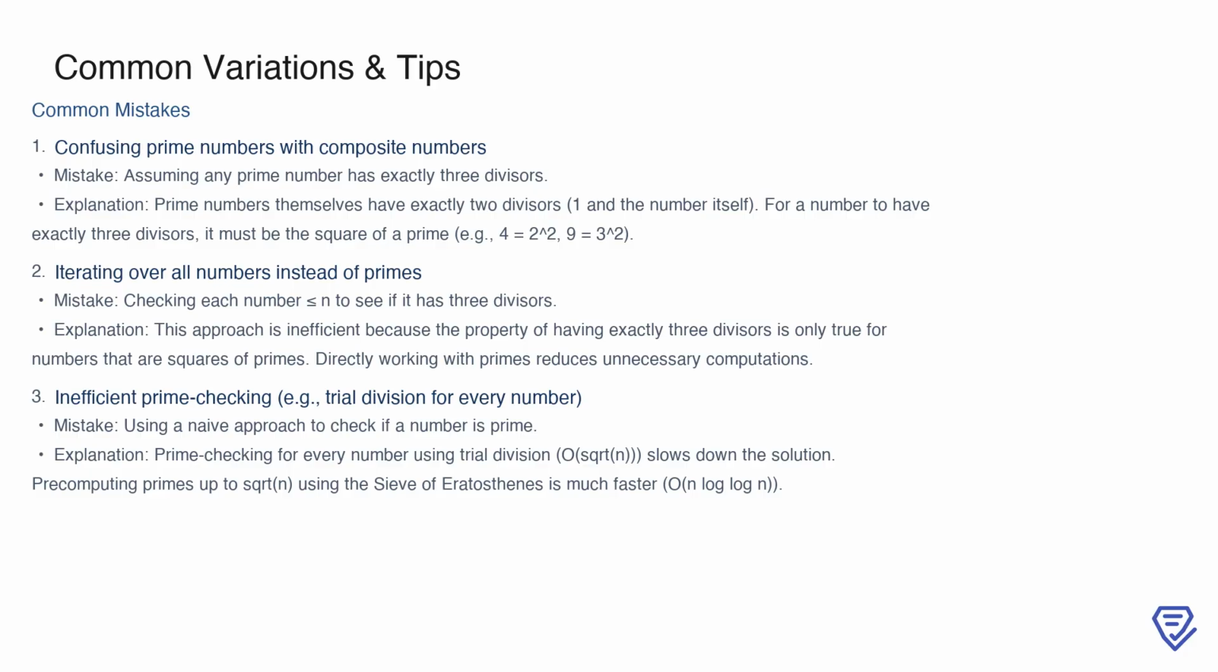Second, iterating over all numbers up to n to check for 3 divisors is inefficient. This property only applies to squares of primes, so focusing directly on primes saves unnecessary effort. Lastly, an inefficient prime checking method, like using trial division for every number, can slow your solution drastically. Instead, pre-computing primes up to the square root of n using the sieve of Eratosthenes is a much faster approach and is computationally efficient at n log n.